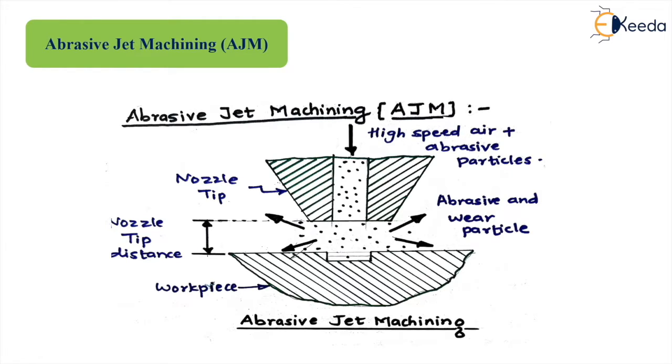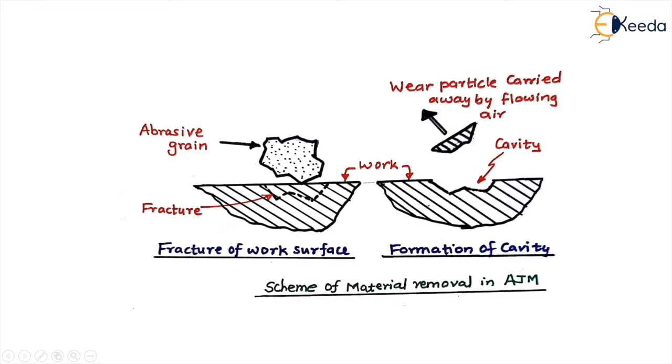So let us see the mechanics of removal in AJM. When these abrasive particles move with very high velocity and impinge on the work surface, a tiny brittle fracture is caused, and the flowing air carries away the dislodged chip or wear particle of the workpiece. So it is quite obvious that the process is more suitable for brittle and fragile work material.